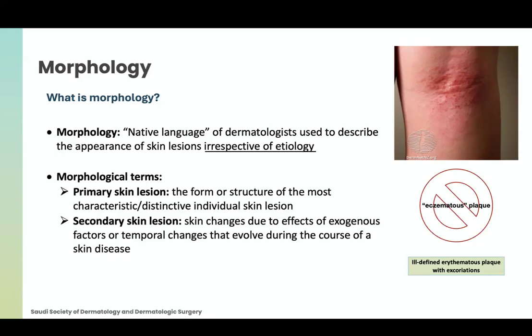So they're going to have serous fluid. And then later on, the serous fluid is going to crust. So this is basically the evolution of the lesion. And then you're going to develop a secondary skin lesion, which is your serous crust, because of the primary skin lesion.